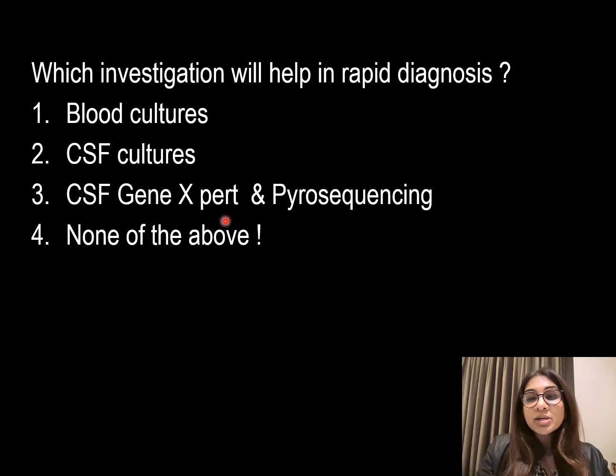CSF GeneXpert and biosequencing should also be performed. It can help us in ruling out TB, but from our clinical history and calculation of the modified Thwaites criteria, which is a score which has been validated even by leading institutes, it is not favoring TB meningitis. So what is likely in this patient?